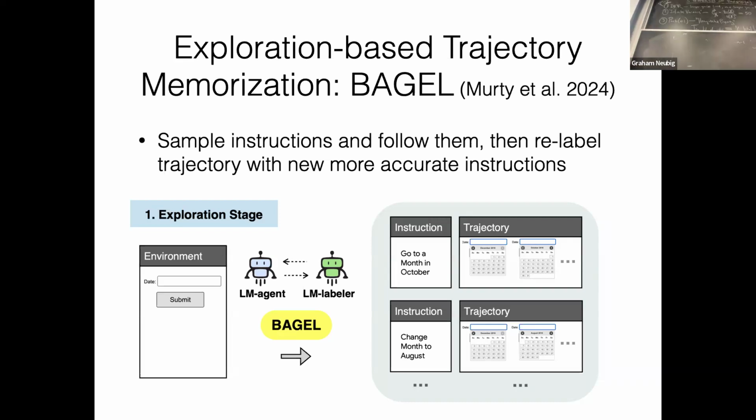So then they have an LLM-based labeler to go back and relabel the trajectory and say, actually, it looks like the trajectory was doing this. And so they have this iterative refinement process where they automatically create trajectories by going back and forth with this kind of exploration. So that's one example.